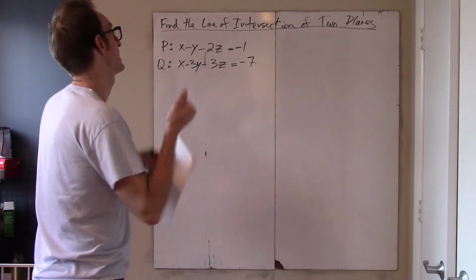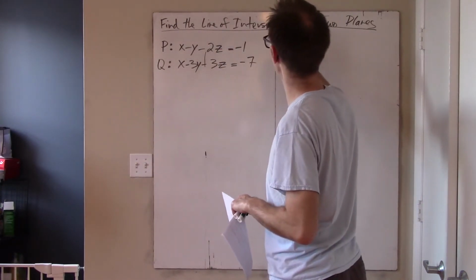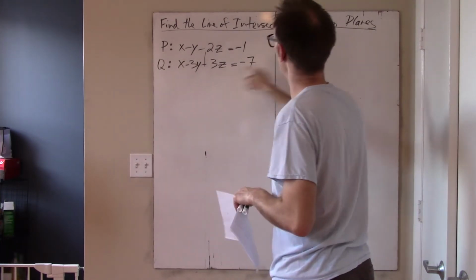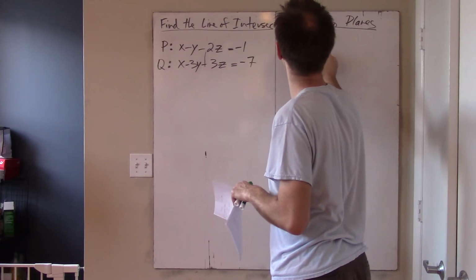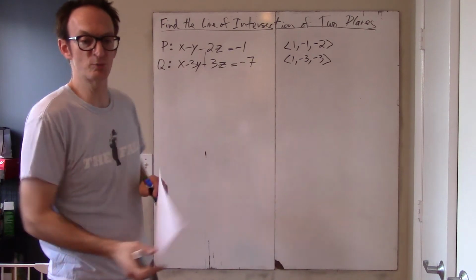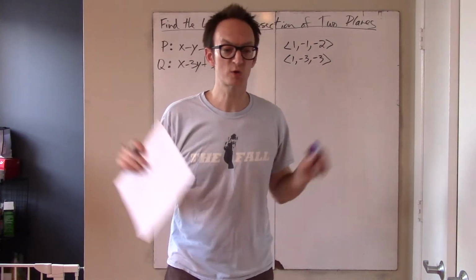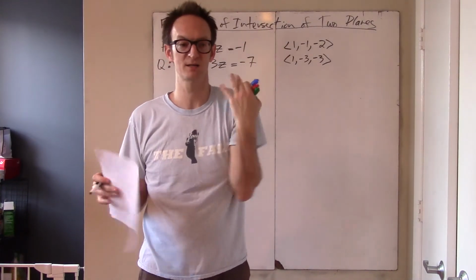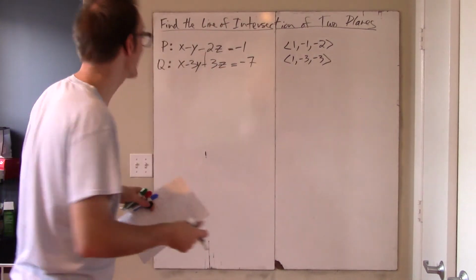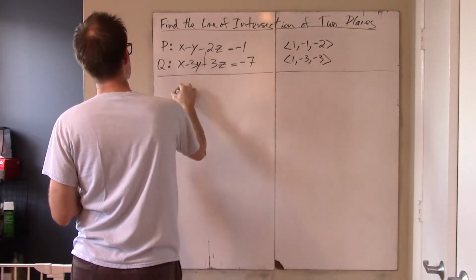So in other words, if I take the normal vector to this plane, which is the vector 1, -1, -2, and I take the normal vector to this plane, which is 1, -3, -3, then those two vectors coming out of those two planes, I'm just going to have to show you a picture later if you don't get it, or try this at home on your own. Those two vectors, if you take their cross product, it's actually not that hard, then it's parallel to the line of intersection.